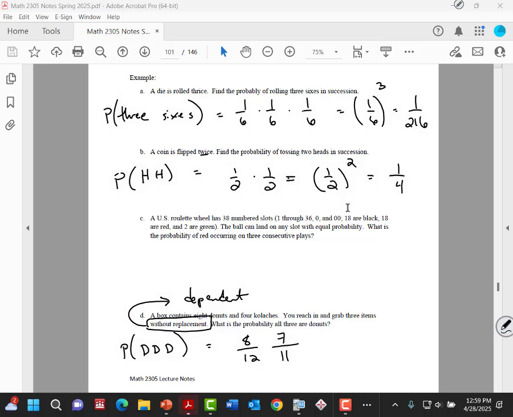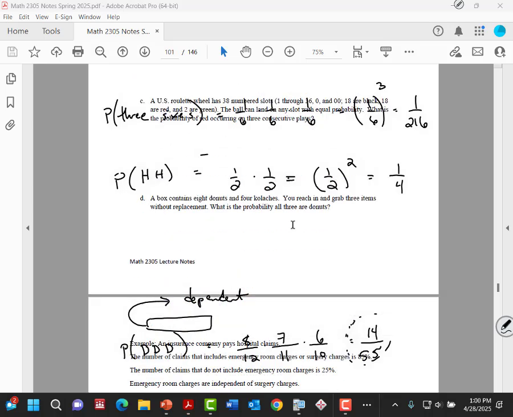And now I want to reach in and grab a third item and I want it to be a donut. Well, only 6 donuts remain out of the 10 that are in the box. And I need to multiply these together. And if I multiply them together and reduce, we would get 14 out of 55. This is an example of a dependent probability.